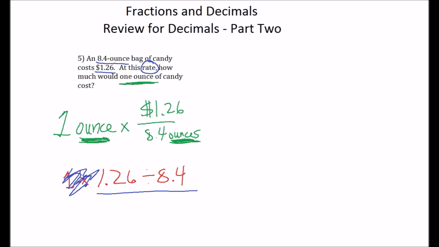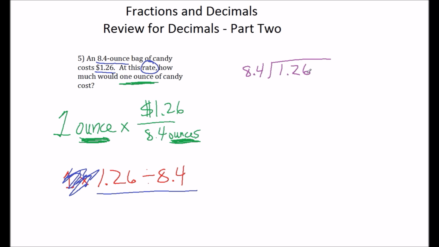1.26 divided by 8.4. Remember that the second number goes outside the box and the first number goes inside. So this is how we would set it up. And remember that it does matter. If we switch the location of these numbers, if I put 8.4 inside and 1.26 outside, that's different. Okay, it matters with division.